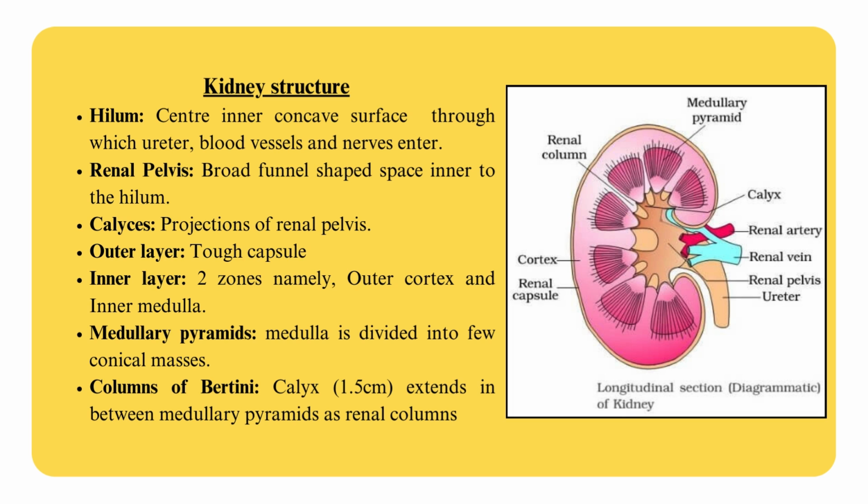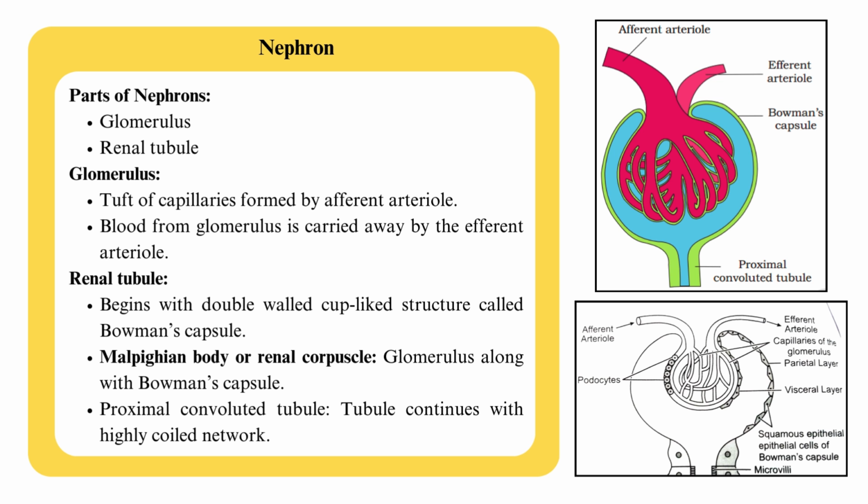4. Outer layer of the kidney is a tough capsule called renal capsule. 5. The inner layer consists of 2 zones, namely, outer cortex and inner medulla. 6. Medullary pyramids. Medulla is divided into few conical masses called medullary pyramids. 7. Columns of Bertini. Calyx, 1.5 centimeters, extends in between medullary pyramids as renal columns called columns of Bertini. Nephrons. The structural and functional unit of the kidney is nephron.